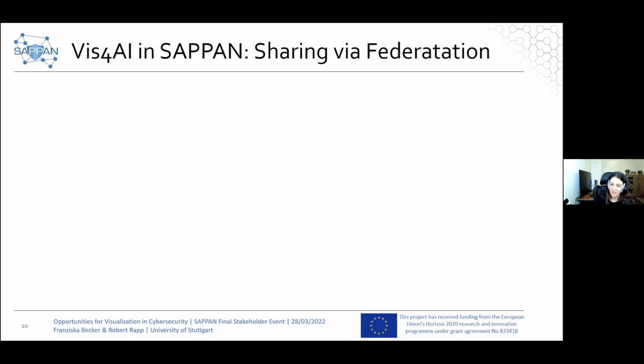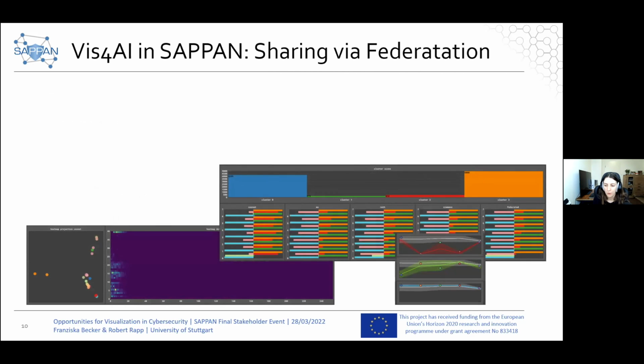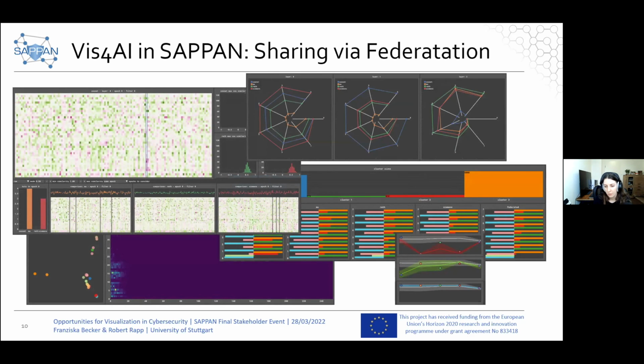Okay, then the second use case in SAPPAN, which you've also already heard about, supports sharing, where federated learning is employed to create a better model for all participating parties, for example, to detect malicious domains. The idea for this one is quite similar to the other one, but basically transferring it to the federated learning case and tailoring it to the peculiarities that this use case has.